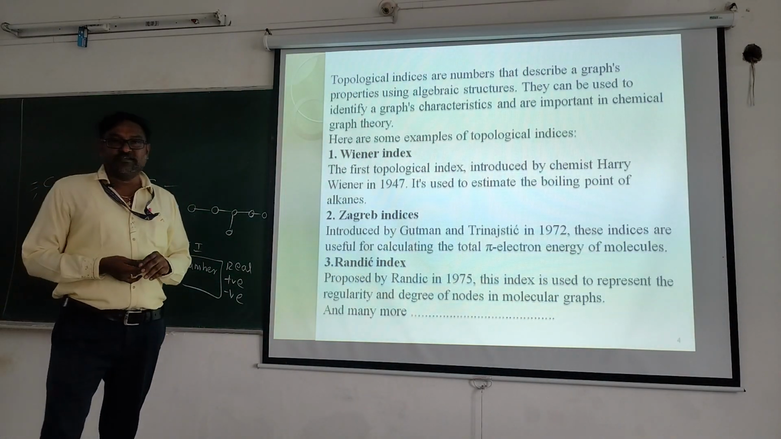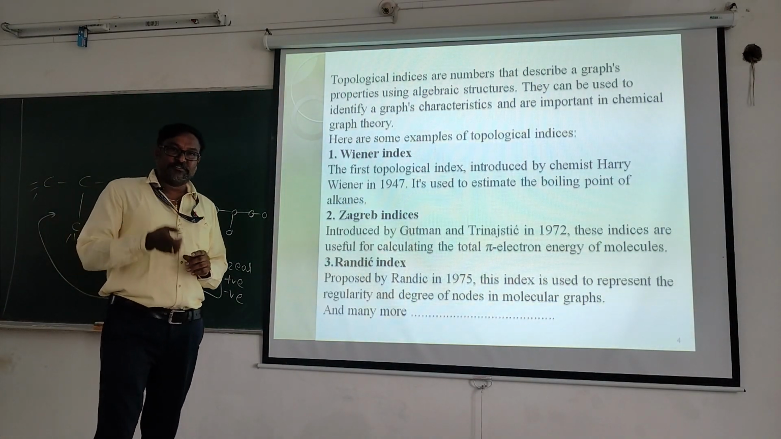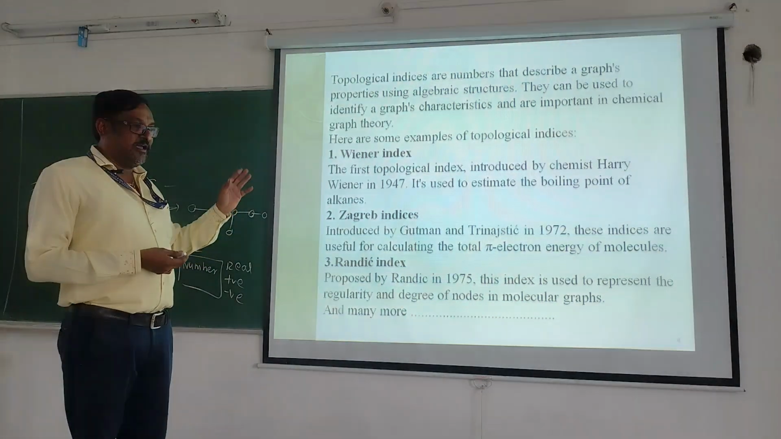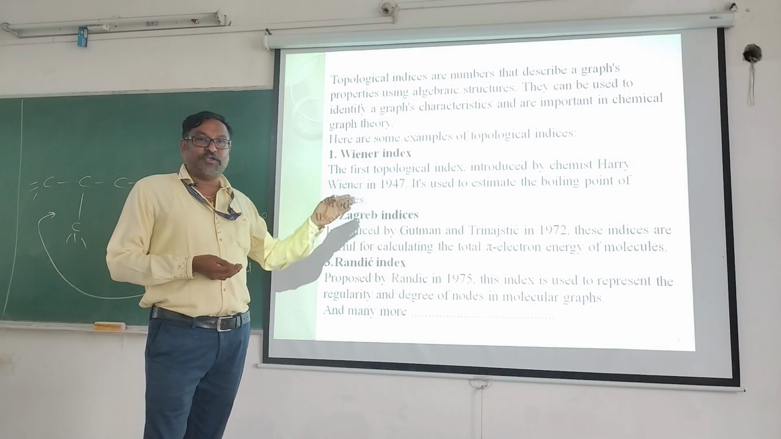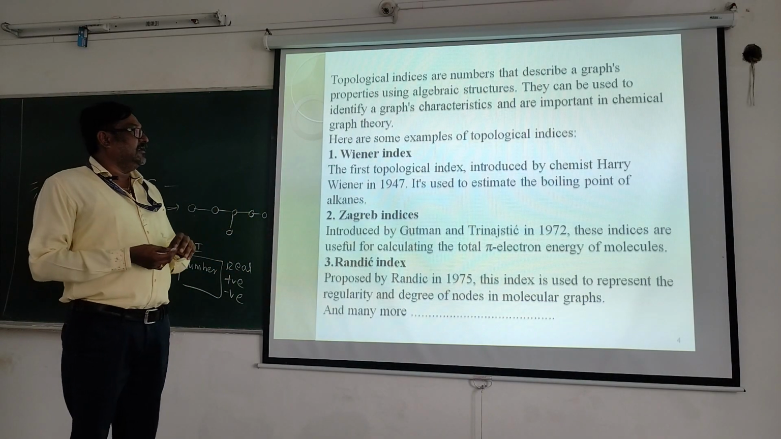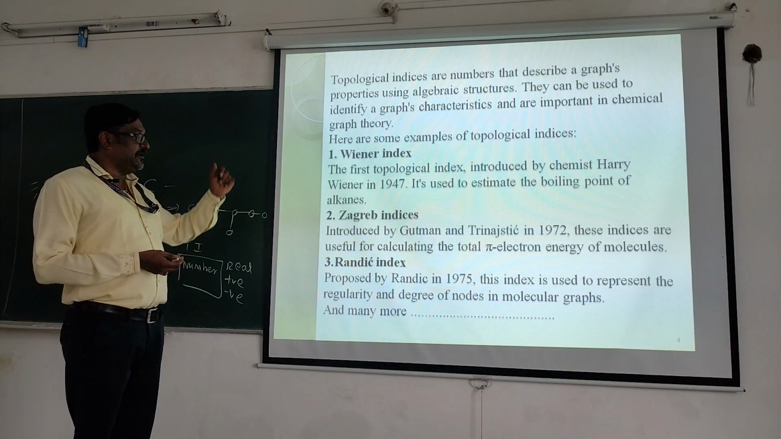The first topological index was introduced by the chemist Harry Wiener in the year 1947. When he was interested in studying the boiling point of alkanes, he used a mathematical model. There he found the first topological index, called the Wiener index.